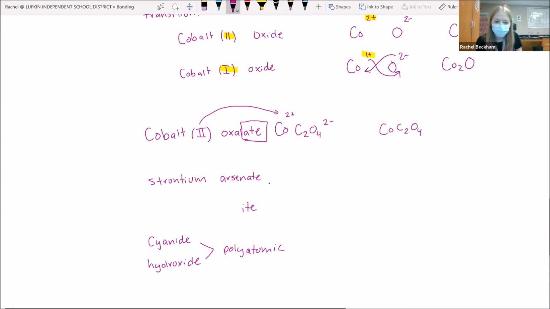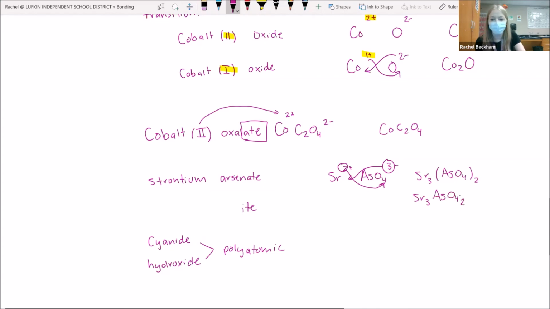Okay. So strontium arsenate, we know strontium has a +2 charge because of its location. Then we find arsenate on our sheet and we see that it's AsO4 with a -3 charge. So what we're going to do is cross over. So it's going to be Sr3(AsO4)2. So what would be incorrect is if you did this.